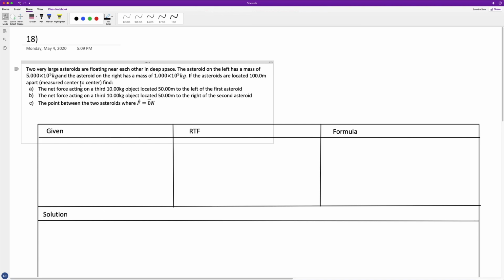And finally, sample problem 18. Two very large asteroids are floating near each other in deep space. The asteroid on the left has a mass of 5 times 10 to the 5 kilograms, and the asteroid on the right has a mass of 1 times 10 to the 5 kilograms. If the asteroids are located 100 meters apart, measured center to center, find A, the net force acting on a third 10 kilogram object if it's located to the left of the first asteroid, B, the net force acting on a third 10 kilogram object located 50 meters to the right of the second asteroid, and C, the point between the two asteroids where F net equals 0.